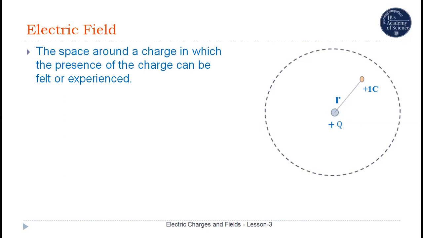Now, consider the space around the charge. Take any point inside the space. Place a 1 coulomb positive charge. We usually say a positive test charge. Then the strength of the electric field at this point, also called electric field intensity or simply electric field, is the force experienced by the unit positive charge, that is, the positive test charge placed at this point.